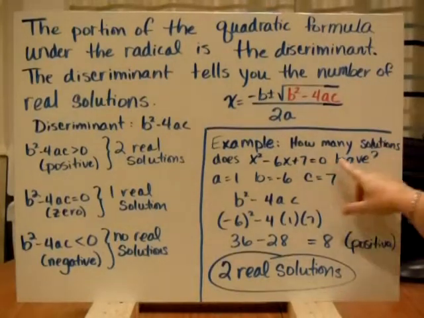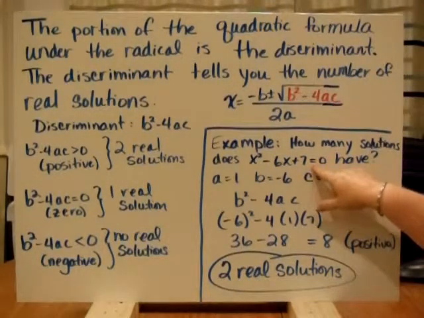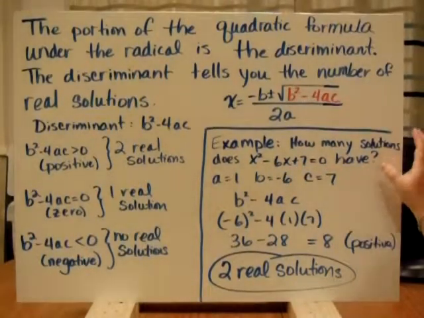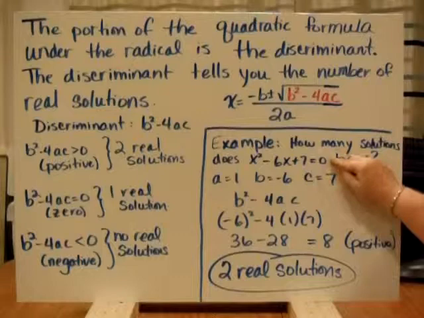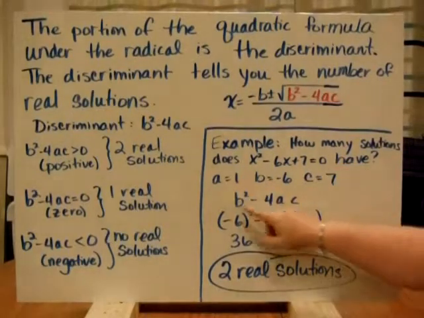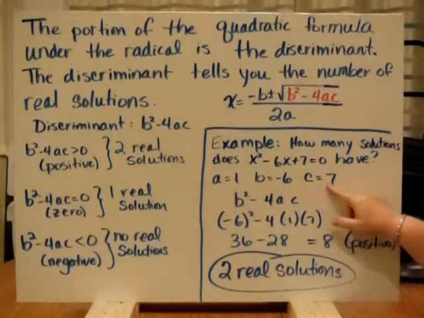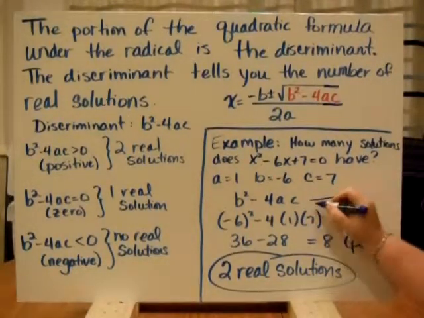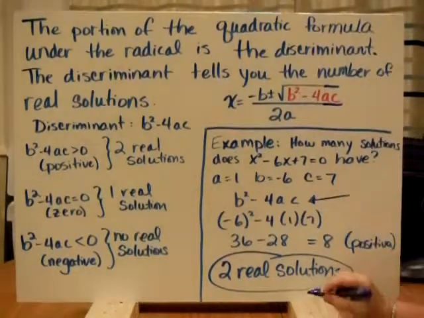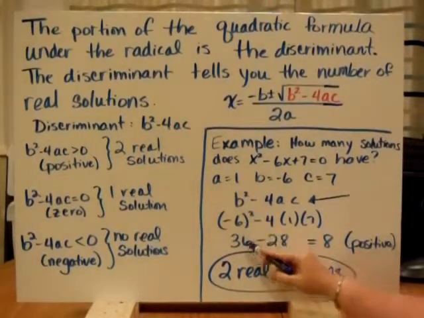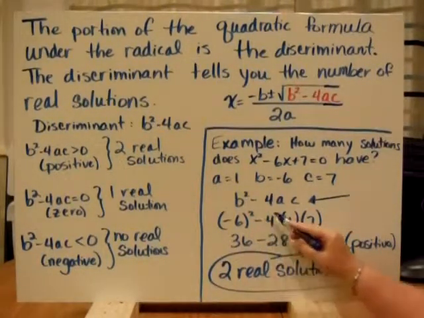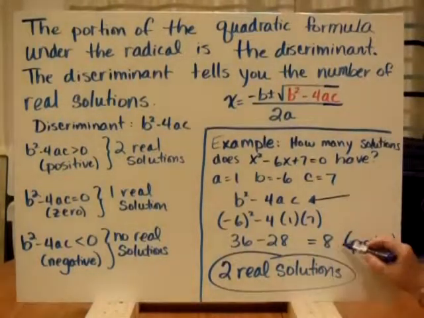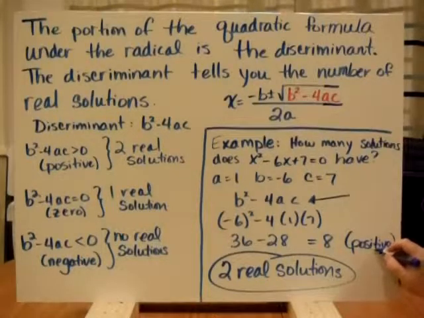So in this example, how many solutions does this quadratic equation have? x squared minus 6x plus 7 equals 0. And this also has to be written in standard form, so always check that first. So a is 1, b is negative 6, c is 7. We substitute those into the discriminant, which is b squared minus 4ac. So we have a negative 6 squared, which gives us 36, minus 4 times 1 times 7, which is 28. 36 minus 28 gives us 8, which is a positive number.